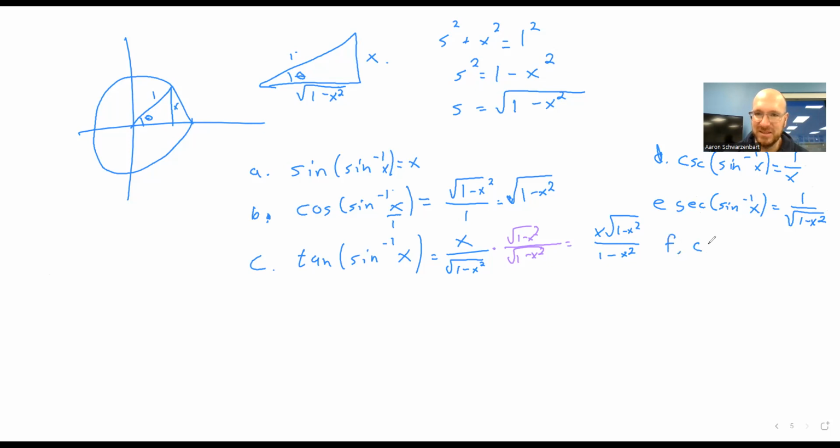The cotangent of the inverse sine. Again, since I had to rationalize the tangent, I'll use the unsimplified version and do that reciprocal, or the unrationalized version, so that I don't have to rationalize it later. Okay? So these are your basic calculations.